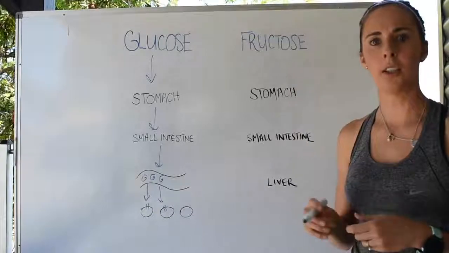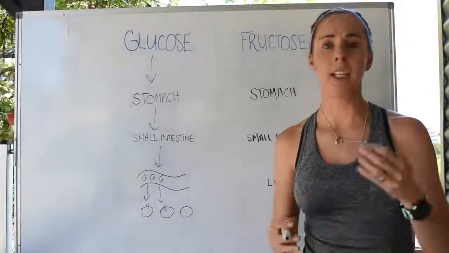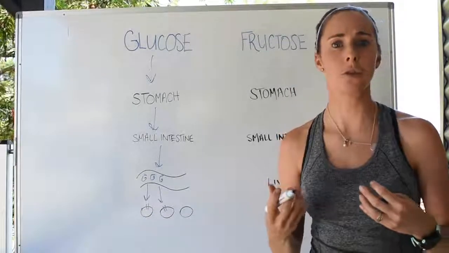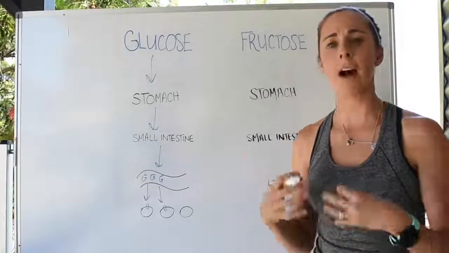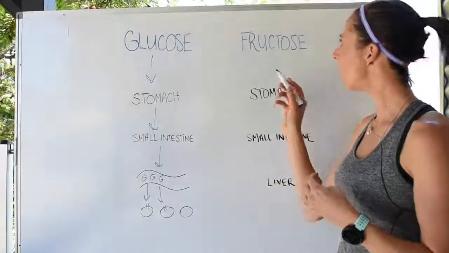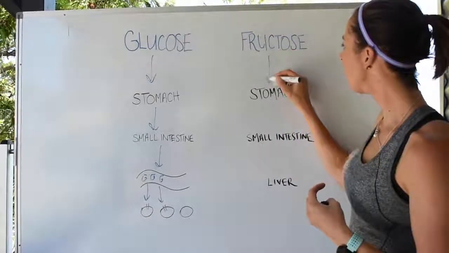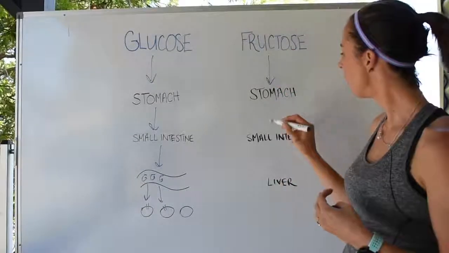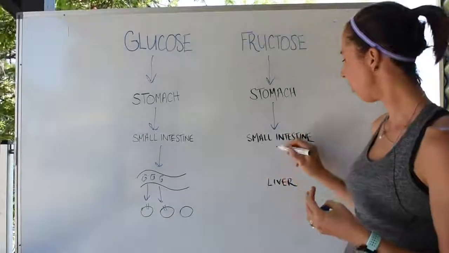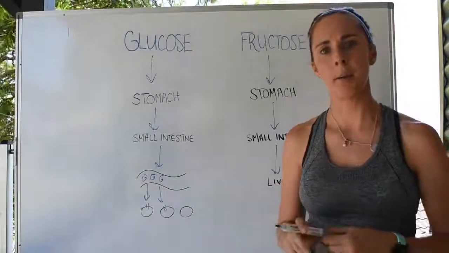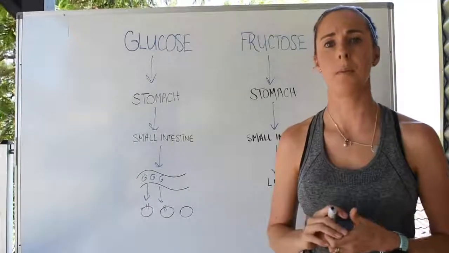Now, fructose is a little bit different, and this can actually be really handy, but it can also be a little bit detrimental too. So fructose intake is a little bit controversial for the main reason of how it's metabolized. When we're consuming fructose, it obviously goes to the stomach as well, same as glucose, enters the small intestine, but from there it differs. It actually gets directed to the liver for processing and metabolism before it actually gets utilized by the body.